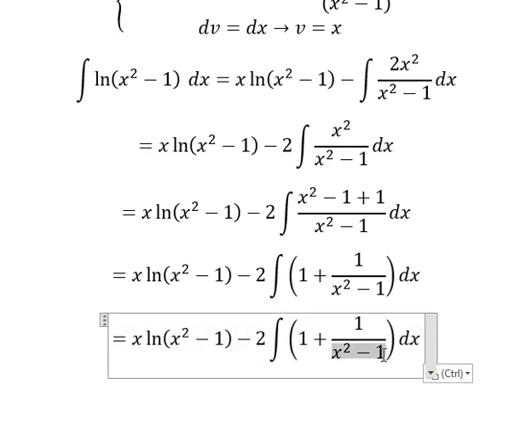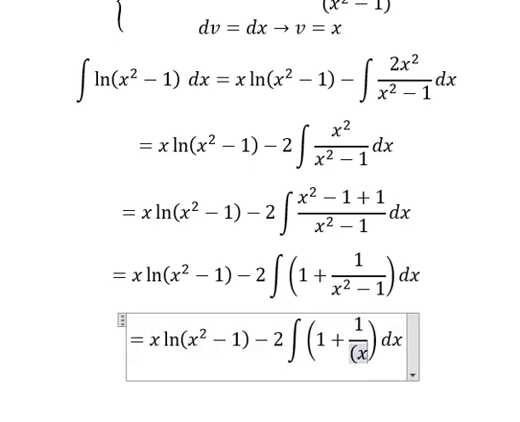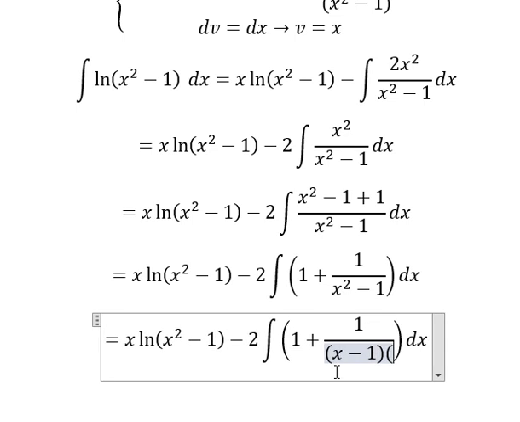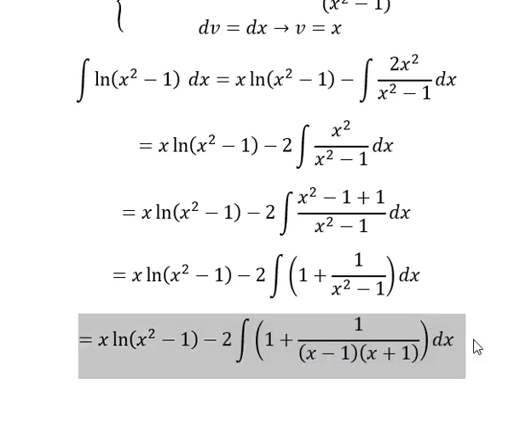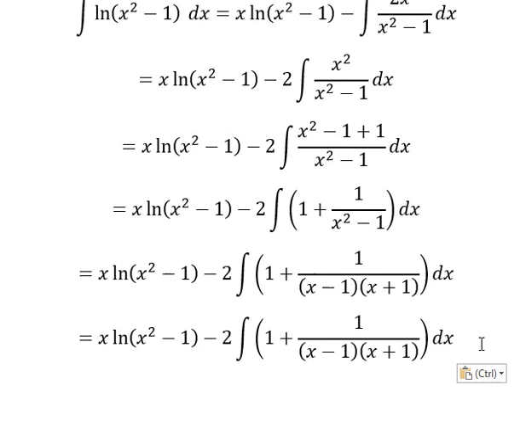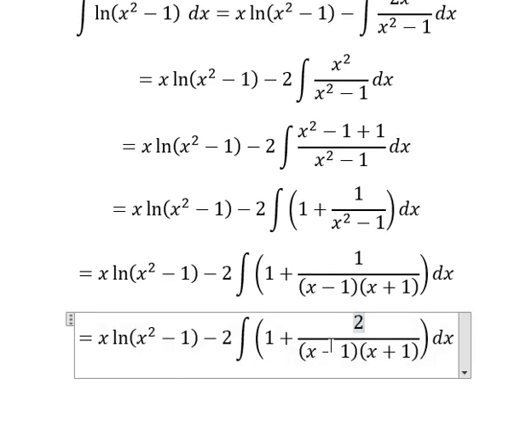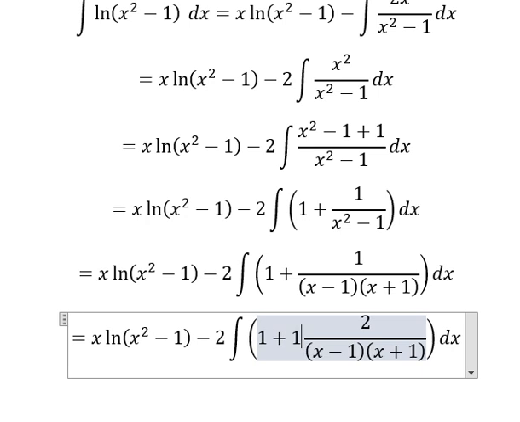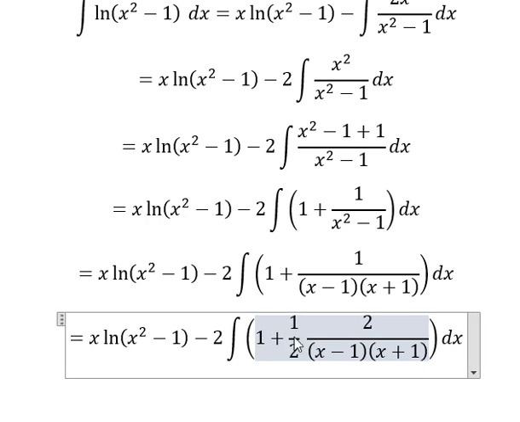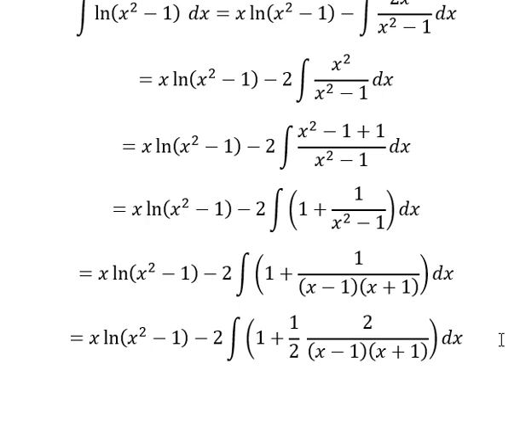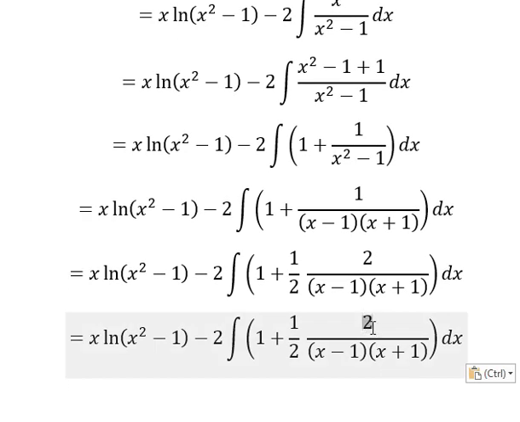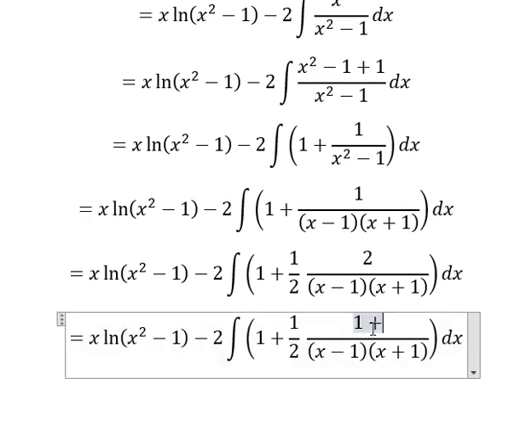this one is about identities. So I will put s minus 1 multiplied by s plus 1. So we need to put number 2 on the numerator and denominator. So number 2 is about 1 plus 1.